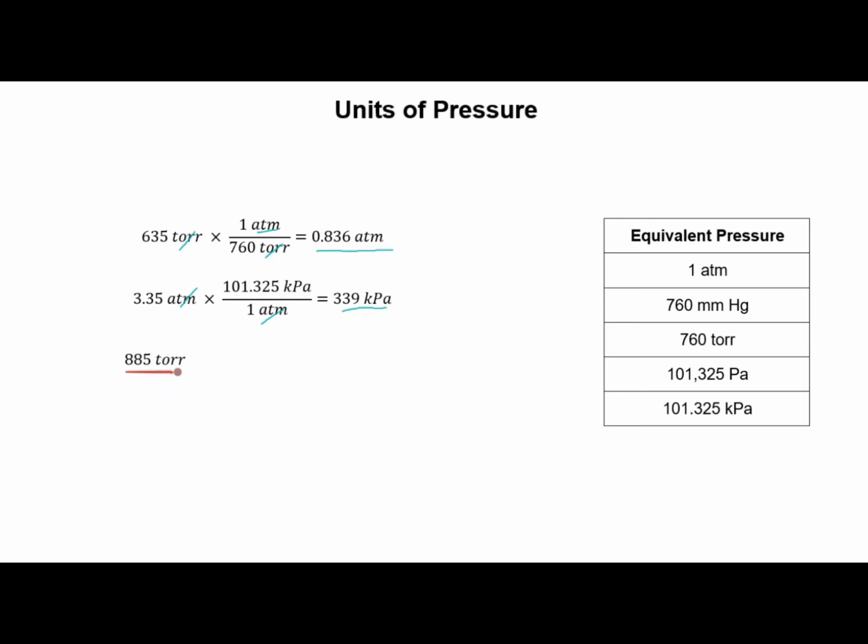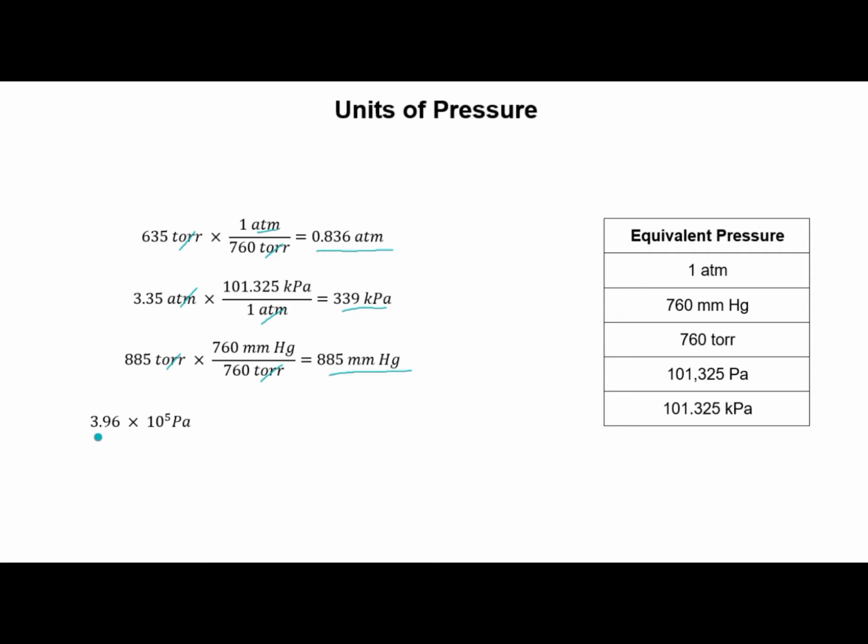This time, let's start with torr, and let's convert it to millimeters of mercury. I'm going to use the numbers given in my table. So here we go, again, making sure my units cancel, and you can see I get the same answer in millimeters of mercury. So some people like to keep the conversion factor like this, and others will say the conversion factor is just 1-to-1. Either way, you get the same answer. Let's do one more conversion.